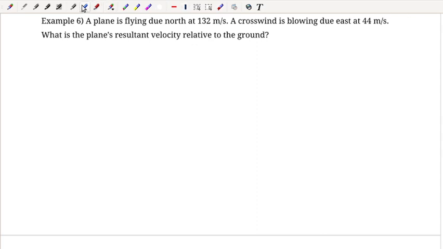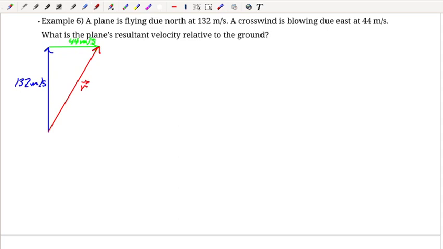All right, 132 meters per second due north. Vector looks something like this. I have a crosswind blowing due east at 44 meters per second. I'm going to draw that right away, tip to tail. Due east, quite a bit smaller than my 132. Here's my 44. And my resultant is going to be all the way from where I started drawing to where I finished drawing. This is my resultant velocity.